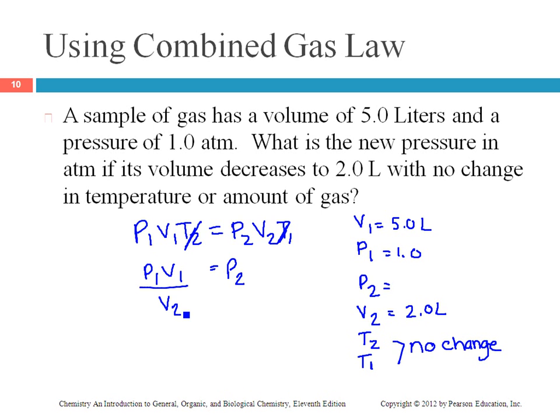Okay, so our P1 was 1, our V1 equals 5. Should be using that 1 ATM. And our V2 is 2 liters, so everything's in liters, so that will be fine. And so if we do the math, we should get 2.5 ATM. Our liters will cancel out, and we're left with ATM.